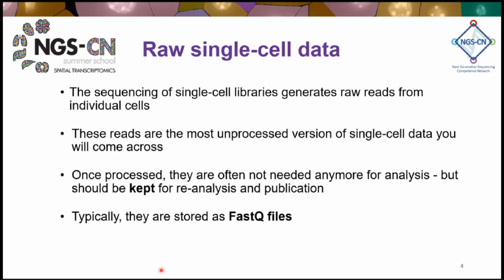Let's assume you have done your single-cell experiment. You gave your samples to the facility or the sequencing center. They did library preparation and sequencing, and then they will send you raw single-cell data. This raw single-cell data is, so to say, the most unprocessed version of single-cell data you can think of. So it's your first step in the data processing. Typically, they will be sent out as files, for example, by email or by download. And often they are FASTQ files.